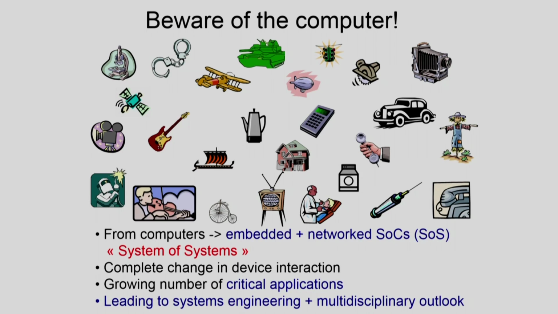So there has been a shift from looking at just standalone computers to embedded systems, to networked systems on chip, to now systems of systems. There is a complete change in device interaction, there is a growing number of critical applications, and this is leading us to explore a systems engineering outlook and look at multidisciplinary skilling of our students.